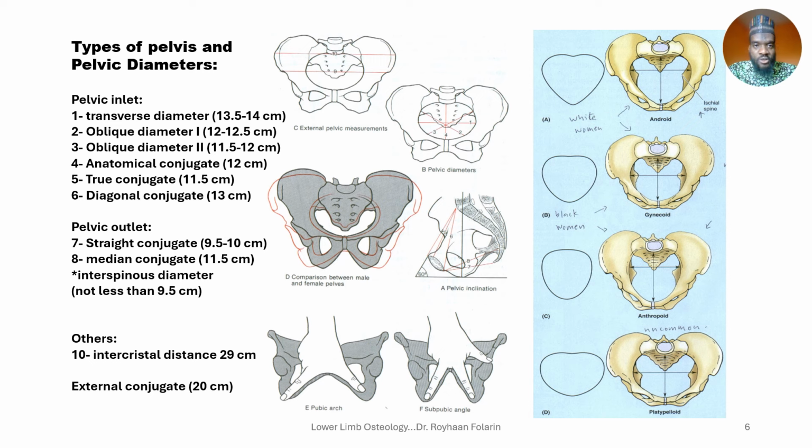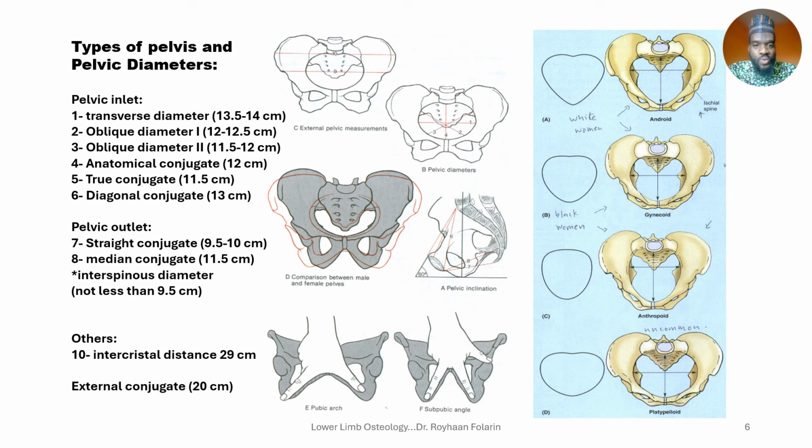Next are the oblique diameters, and we have two of them, oblique 1 and oblique 2. Oblique 1 is labeled 2 here. It extends diagonally across the inlet, and it's just the opposite for oblique 2. These are measured between the sacroiliac joints, the joint between the sacrum and the ilium, and the contralateral iliopectineal eminence that we used for the transverse diameter. So these are the oblique diameters.